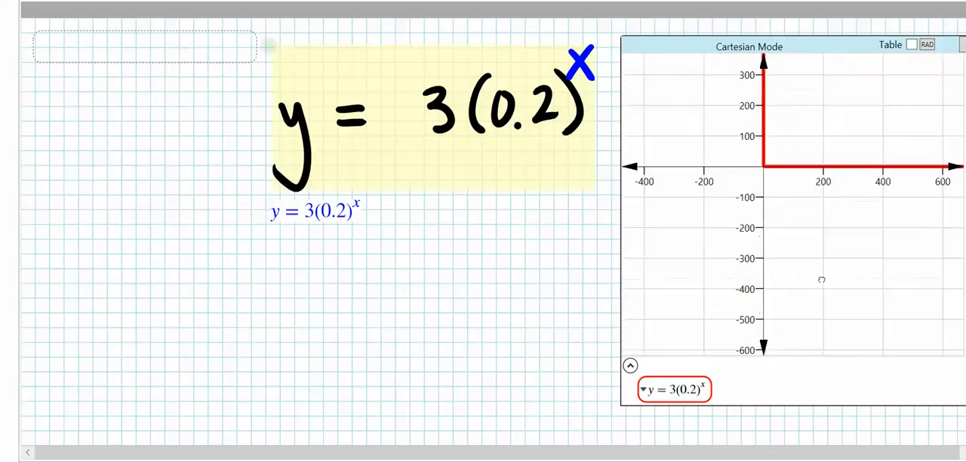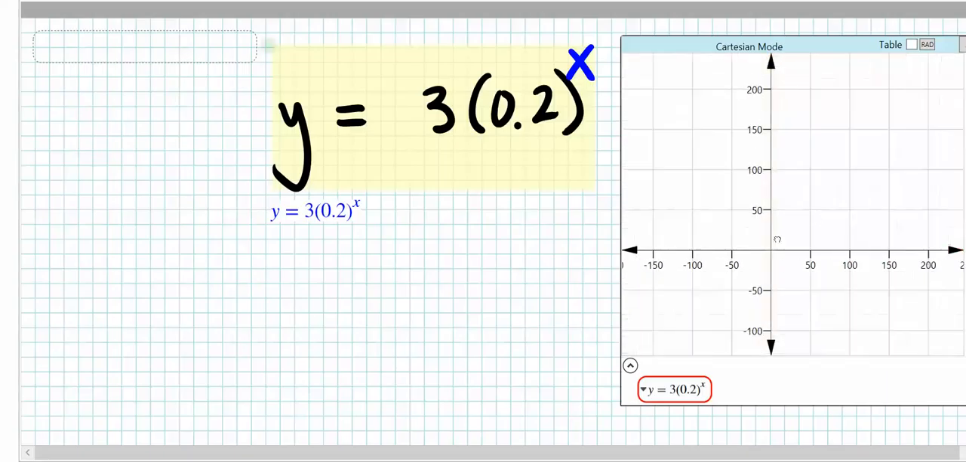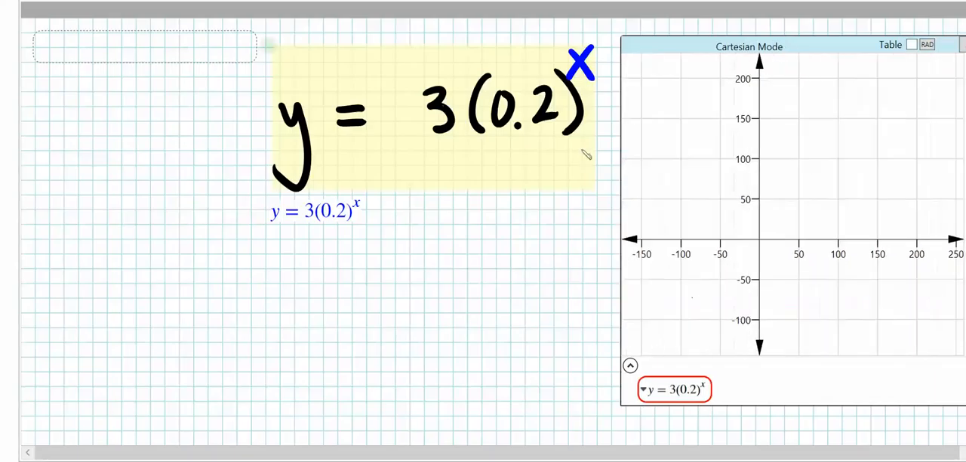Huge line. Where'd that thing go? Let's get rid of that. Where'd it go? Zoom in. Keep zooming. There we go. There it is.